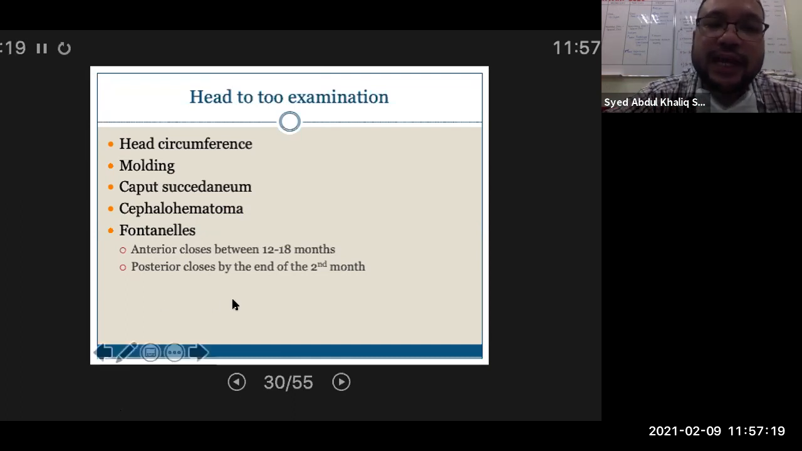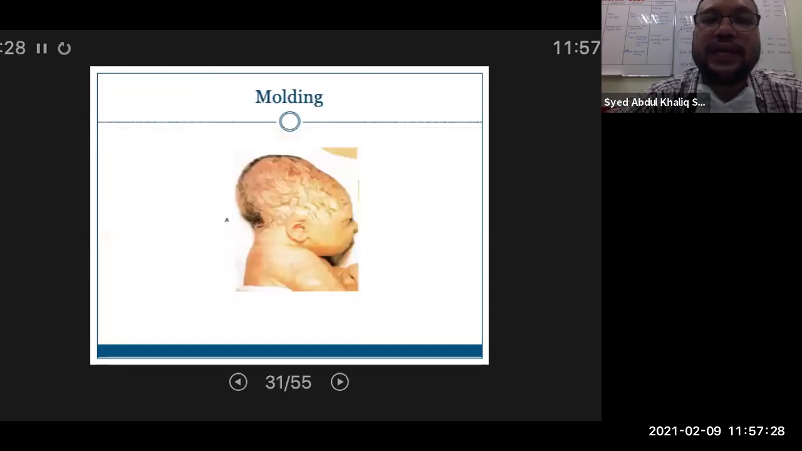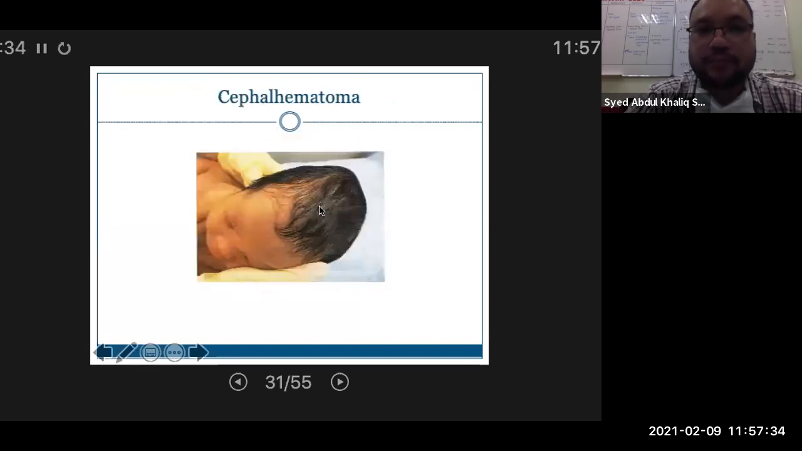And anterior fontanelle usually close between 12 to 18 months, and posterior fontanelle usually close by the end of the second month. Molding you nampak ni. Ni because of the vacuum you can see molding. Cephal hematoma bleeding kat situ, nampak dia bonjol sikit kat situ. If you rasa dia fluctuant, tender.